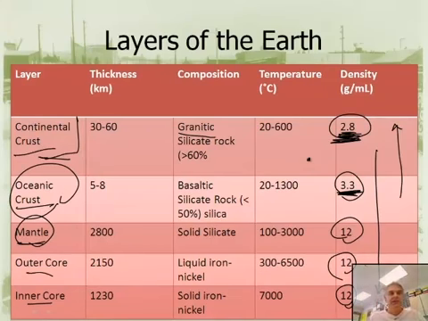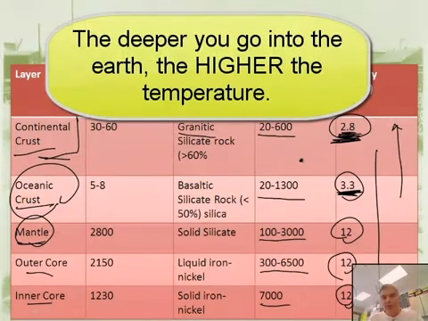Another thing I want to say about this, and you want to write this down too, interesting thing you notice here is the temperature. Look at the temperature here. The temperature of continental crust, 20 to 600 Celsius. Oceanic, 20 to 1300 Celsius. 100 to 3000. 300 to 6500. And 7,000 degrees Celsius. So what's the general rule? The deeper you go, the warmer it is. Why don't you write that down? The deeper you go, the warmer it is.